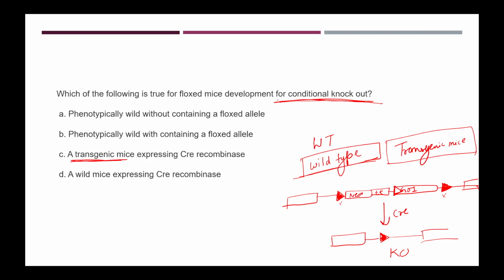So here you can associate conditional knockout with Cre recombinase. It is not talking about these floxed alleles, it is talking about Cre recombinase. Now you tell me whether it is a transgenic mice expressing Cre recombinase or a wild type mice expressing Cre recombinase. Which one will be true?